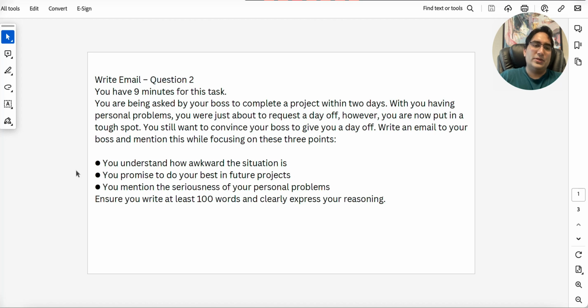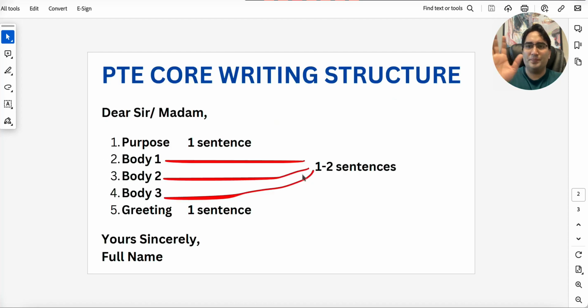So the bullet point 2 here says you promise to do your best in future projects. So let's say we have 2 sentences. Assume, okay? So I'm going to say my first sentence is going to be, knowing my history, you know I excel in big or major projects, which is what I'm planning to do in future. I can assure you the current absence will not affect future projects. Okay, we got 2 simple sentences.